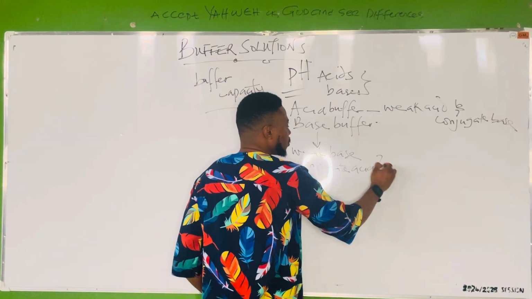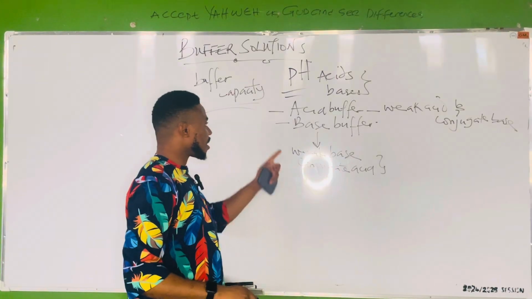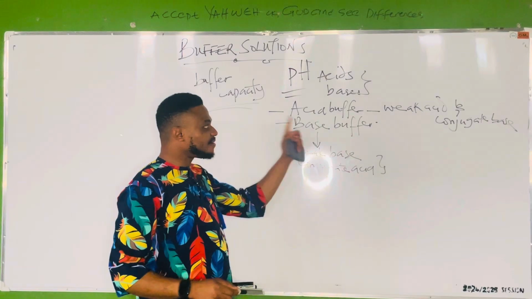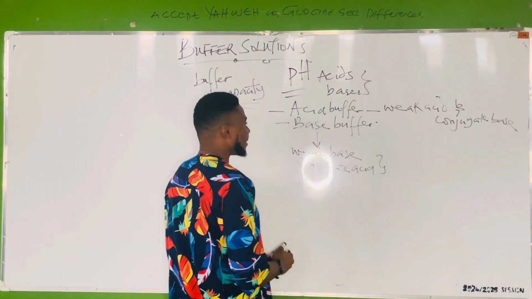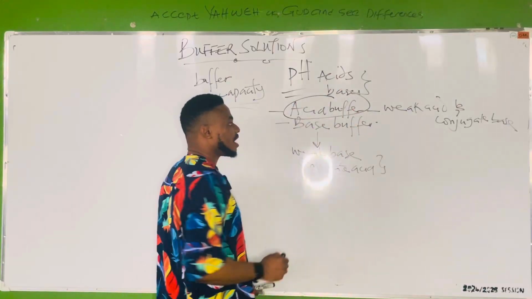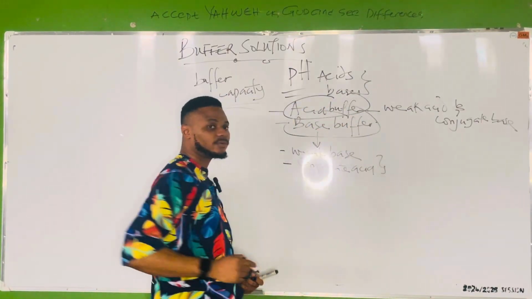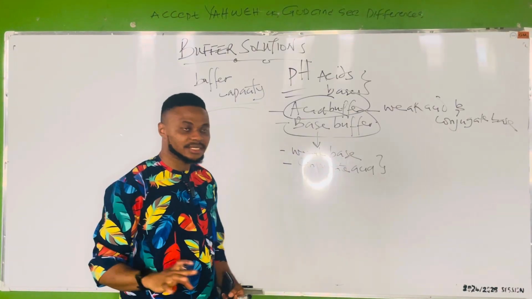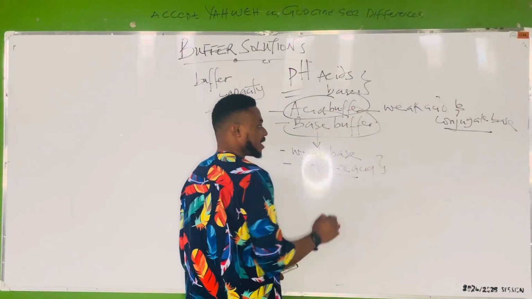So one thing you must take note of is this. Just weak acids and bases act as buffers. All right. So if we have a weak acid and its conjugate base, an acid buffer is formed. If we have a weak base and its conjugate acid, a base buffer is formed. Very simple.